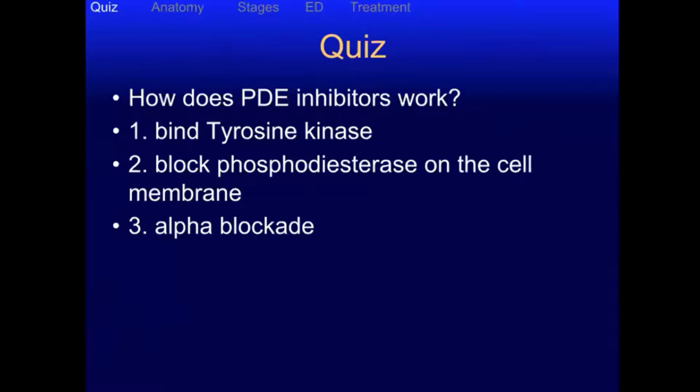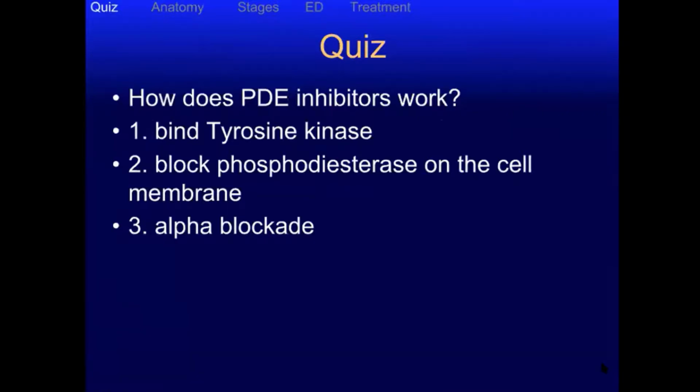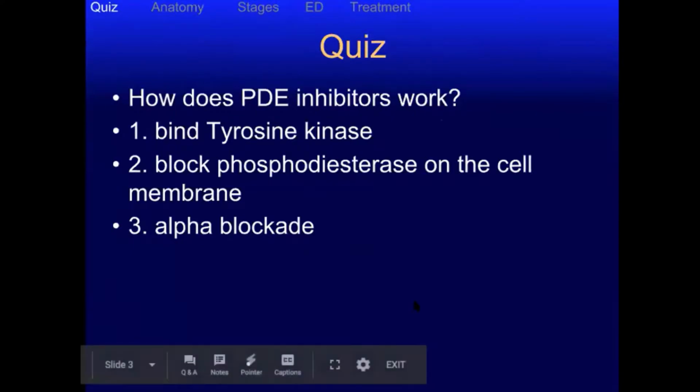How do PDE inhibitors work? Okay, so they block phosphodiesterase. Okay, so that's the consensus. Good.